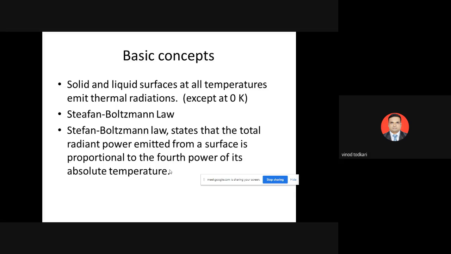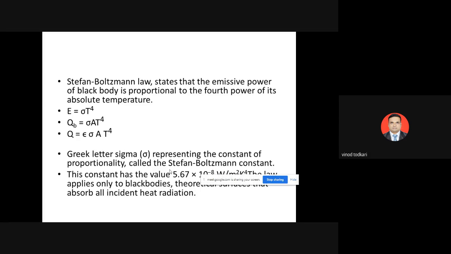So in conduction and convection, it doesn't matter whether you take temperatures in Celsius or Kelvin. But as far as radiation is concerned, we have to take temperatures in Kelvin, because radiation is governed by Stefan Boltzmann's law, which states that the emissive power of a black body is directly proportional to the 4th power of its absolute temperature. So E is proportional to T raised to 4.